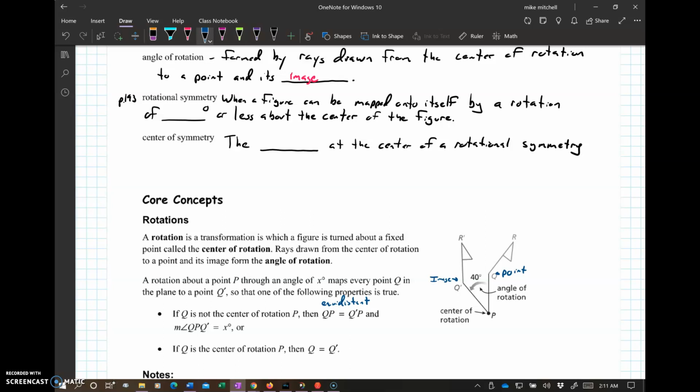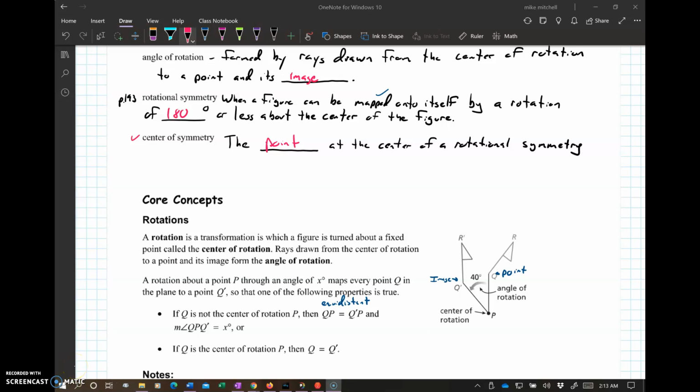Rotational symmetry. Well, we did reflectional where it folds over on itself. Rotational is similar and it maps to itself, but you do it with a rotation. When a figure can be mapped onto itself by a rotation of 180 degrees or less, about the center of the figure. And then the center of the figure, that's the point at the center of the rotational symmetry.